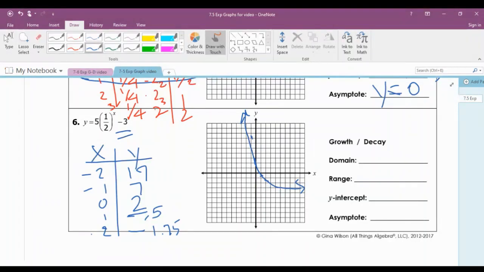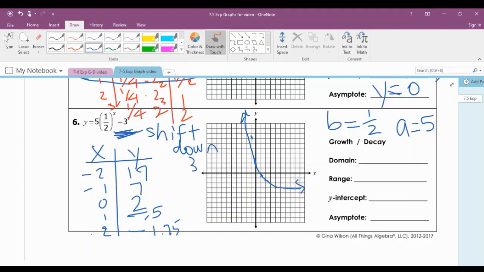So let's do this. B equals 1/2. B is the base. The x is on the B. A is 5. Now 5 is affected by that -3 over here, this change, this shift down 3.